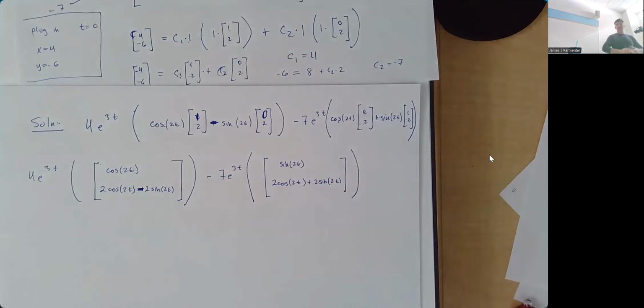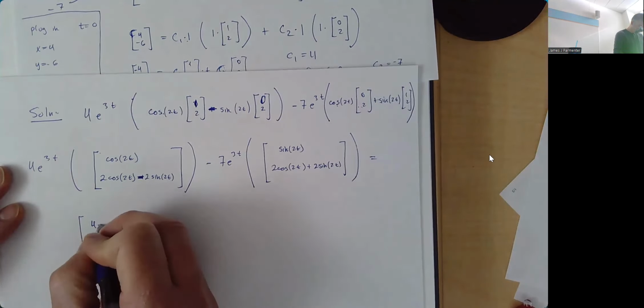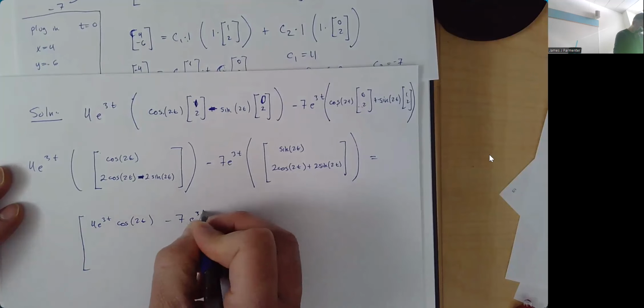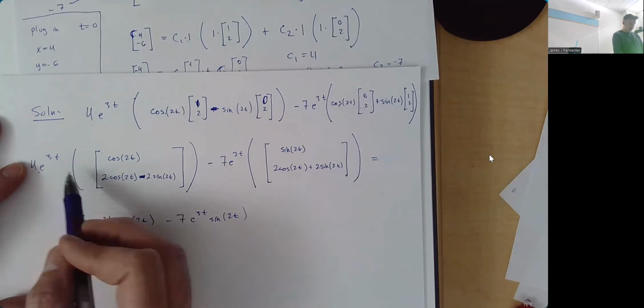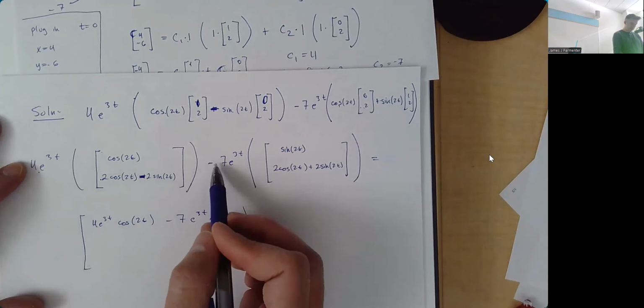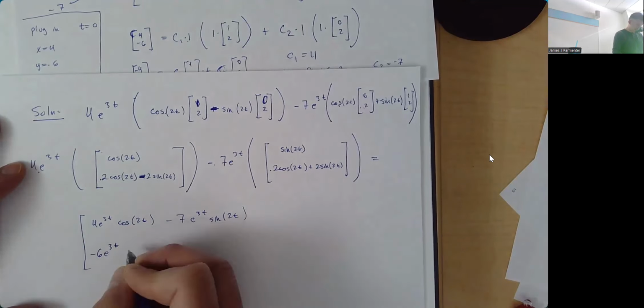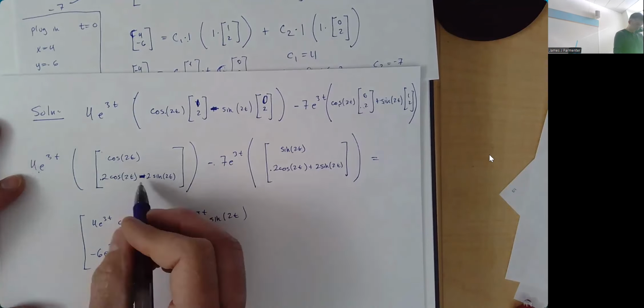If you really wanted to, you can combine this into one vector and write it as 4 e to the 3t cosine of 2t minus 7 e to the 3t sine of 2t. And then the bottom, 4 times 2 is 8, minus 7 times 2 is negative 14. 8 minus 14 is negative 6 e to the 3t. And you can only do that because they have the same e to the whatever, cosine of 2t. And then 4 times negative 2 is negative 8. Minus 7 times 2 is negative 14. Minus 8 minus 14 is minus 22 e to the 3t sine of 2t.